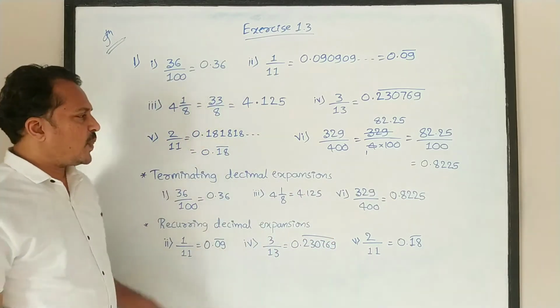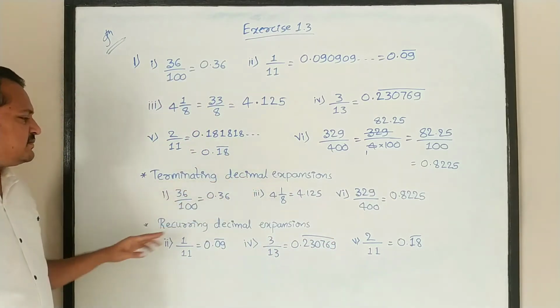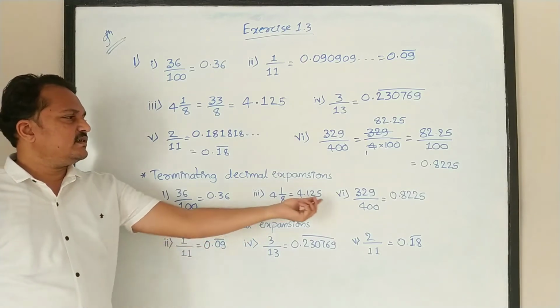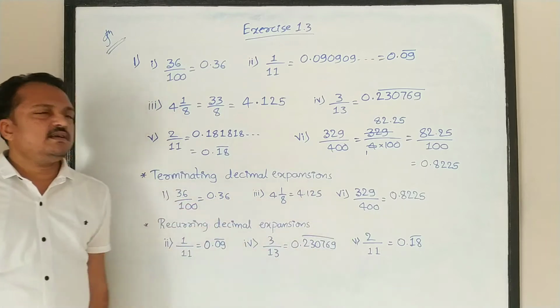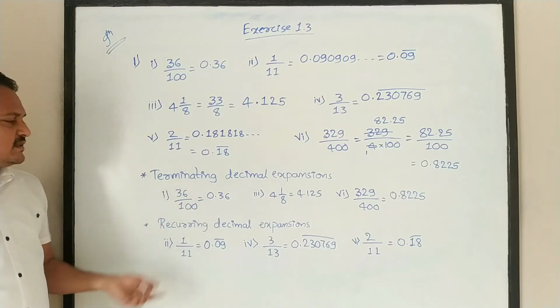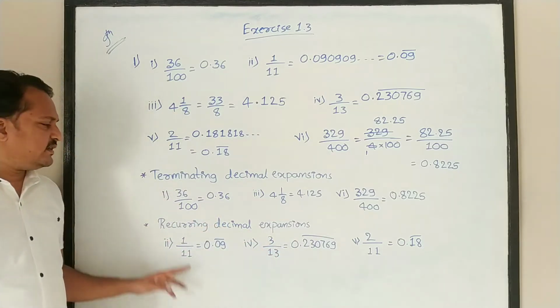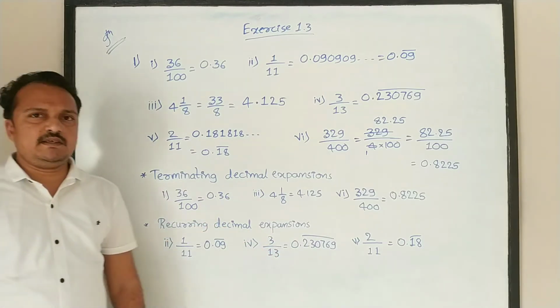Then, very simply, group them into terminating decimal expansions and recurring decimal expansions. The first, third and sixth are terminating decimal expansions, and the second, fourth and fifth, these three, are non-terminating recurring decimal expansions.